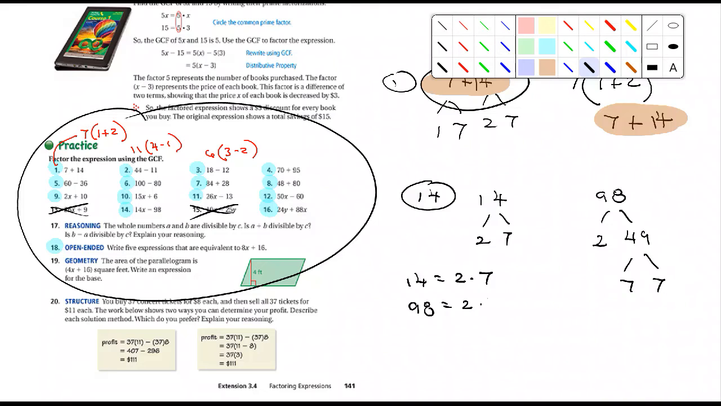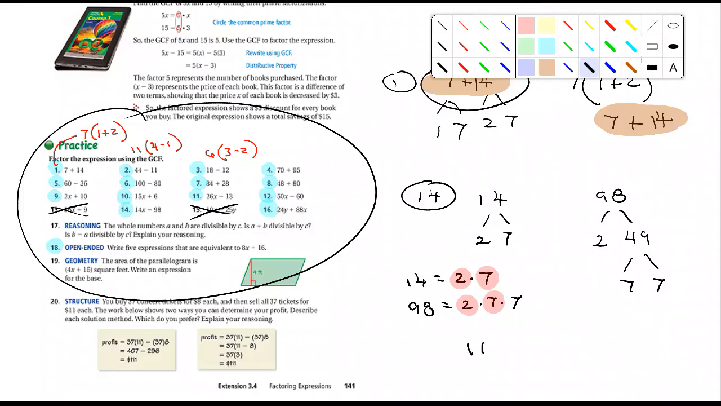2 times 7 times 7. What are the common factors they have? They both have 7 and they both have 2. So what's 2 times 7? 14. 14, okay. So going back to this one right here, number 14, this is the one we're working on.